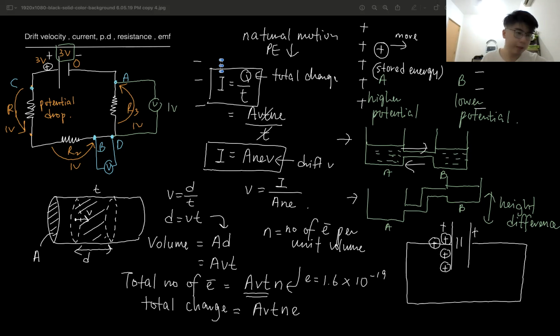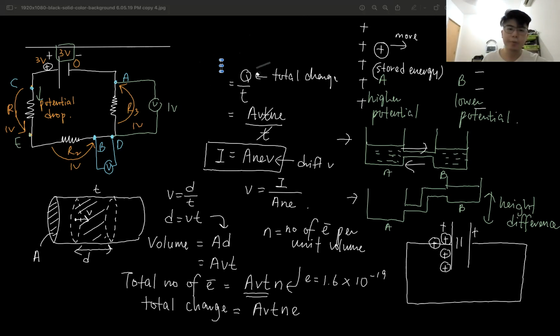The high ground and the low ground cause the charge to move, and when the charge moves, it does work. Let's say here, point C and point E. High ground at C, low ground at E. Charge moves from C to E. There's work done. So we define the potential difference between C and E as the work done for the charge to move from C to E.